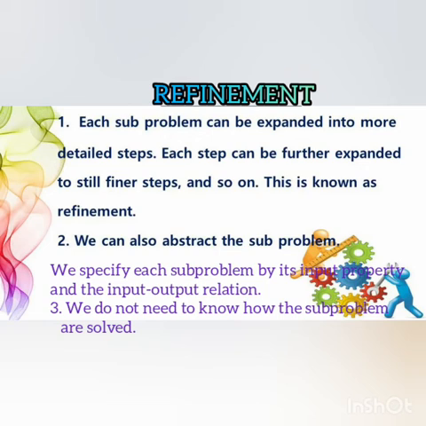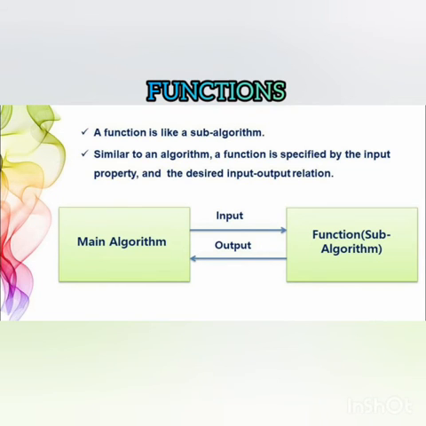What are all the inputs given for each subproblem? And how the input and output are related for each subproblem. That is the main thing. So, we just need the specification of the subproblem for integrating the output to find the solution to the problem. So, we do not need to know how the subproblems are solved here. So, this is all about refinement. Do you understand this? Our next topic is functions.